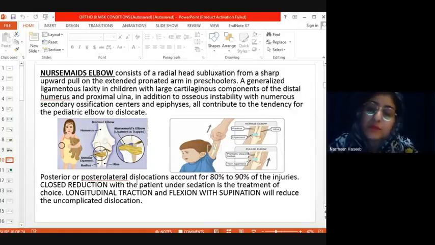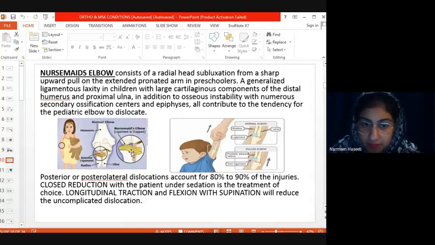Closed reduction with the patient under sedation is the treatment of choice. You can follow the patient with the closed reduction, or the longitudinal traction and flexion with supination will reduce the uncomplicated dislocation. So you see here, this is the nursemaid's elbow. The ligament is trapped over here. We have ligamentous laxity over here, and this is the mechanism of injury in which a sharp upward pull is done on the extended pronated arm.